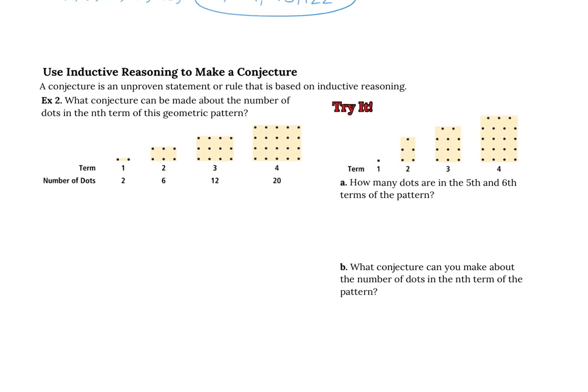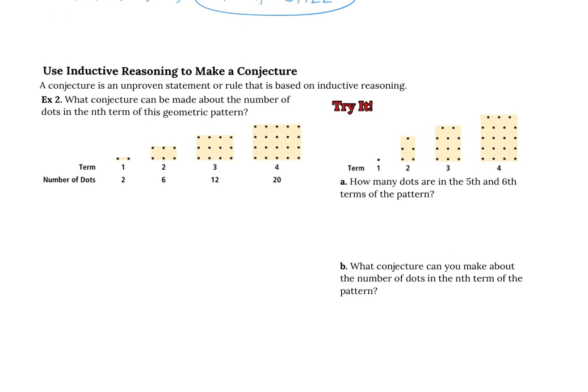Next we want to use inductive reasoning to make a conjecture. A conjecture is an unproven statement or rule that is based on inductive reasoning. Our example: what conjecture can be made about the number of dots in the nth term of this geometric pattern? Term 1, there are 2 dots. Term 2, there are 6 dots. Term 3, there are 12 dots. Term 4, there are 20 dots. So what conjecture can we make about what is happening each time?